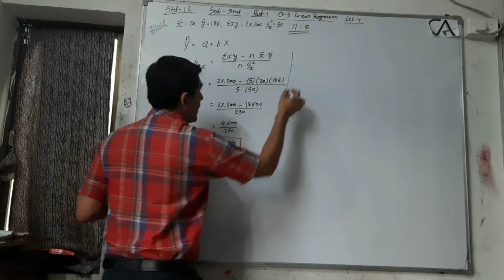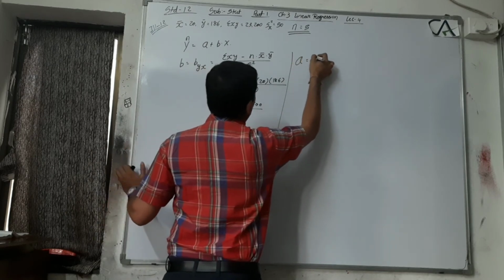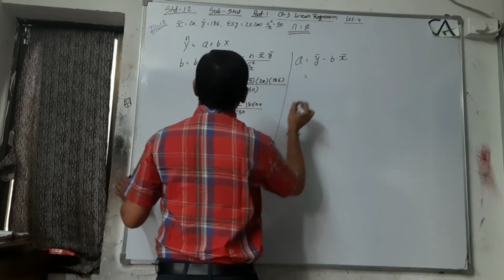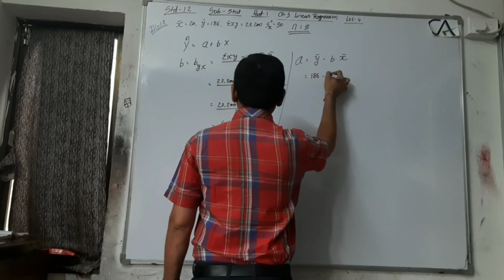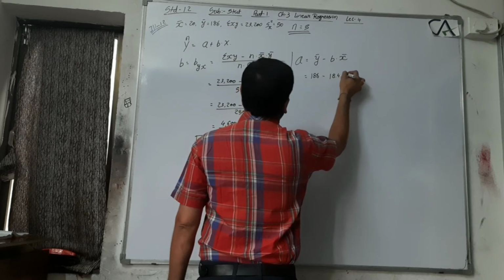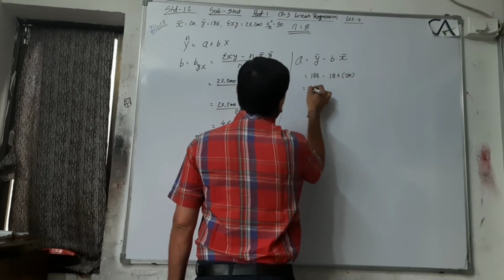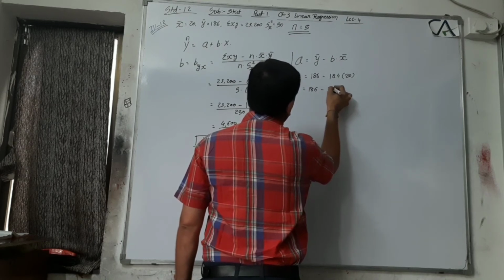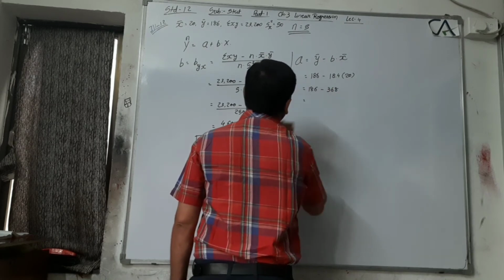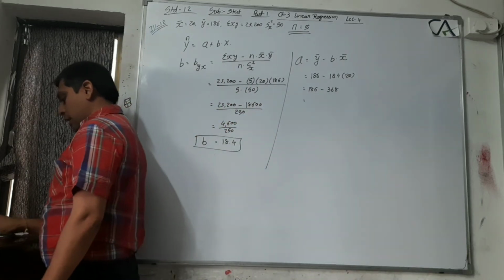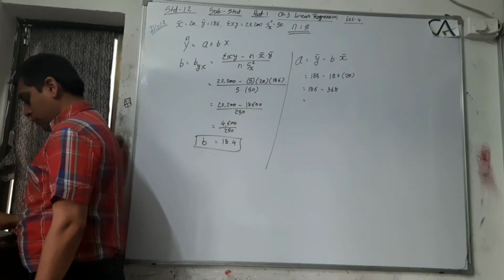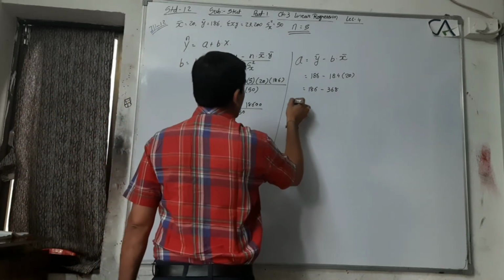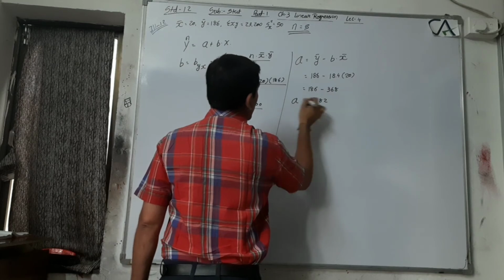Now the second one, a is equal to y bar minus b x bar. y bar is equal to here 186 minus b is equal to 18.4, x bar is equal to 20. 186 minus 368. So 186 minus 368, minus 182. Your a is equal to minus 182.